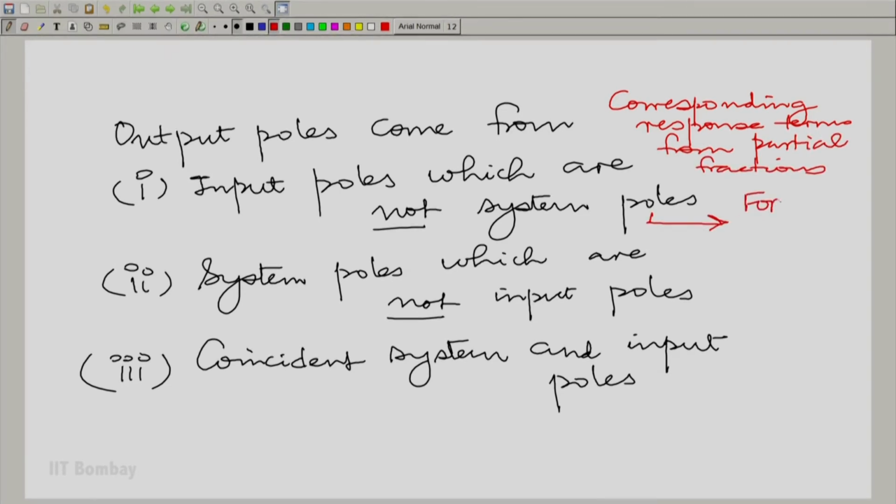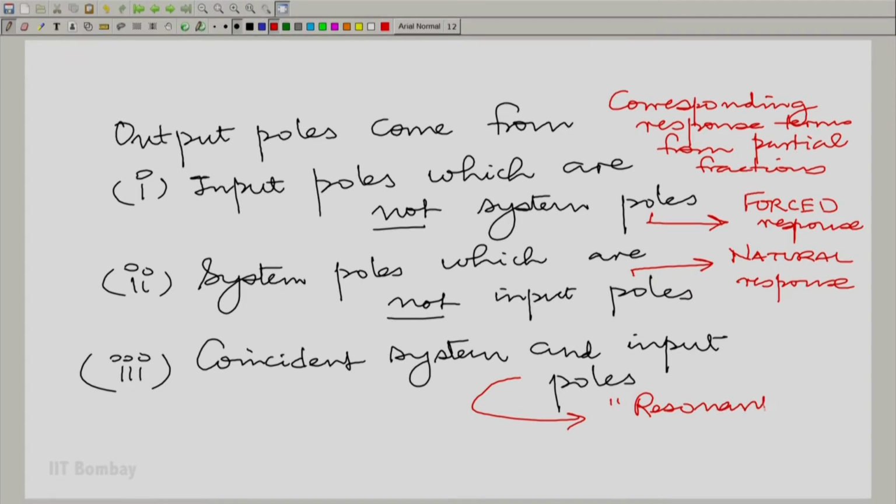These poles give what are called the forced response of the system. These give what are called the natural response of the system, and these give what are called the resonant response of the system. So, when you have a rational input feeding a rational system, you get three parts in the response. One of those parts could be absent for specific situations, but there are three parts in general: a forced response, a natural response, and a resonant response.